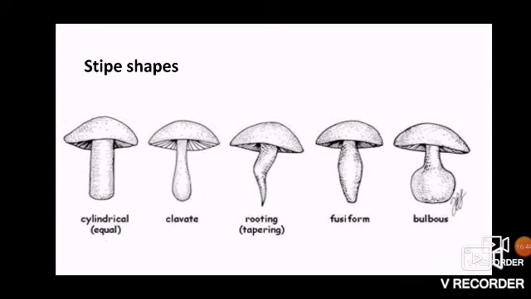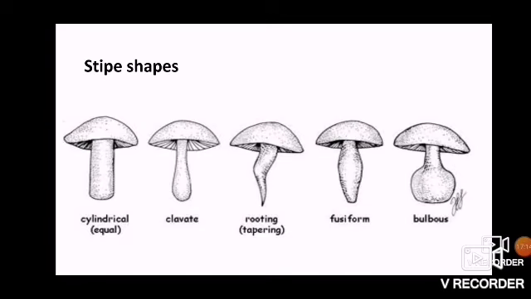And the shapes of the stipe are going to be important as well. So first off, cylindrical. Cylindrical is just basically equal width the whole way down the stipe. Very obvious. You're going to see a lot of those. Clavate is where you have a tapering stipe that tapers towards the apex, and then it becomes more bulbous towards the base.